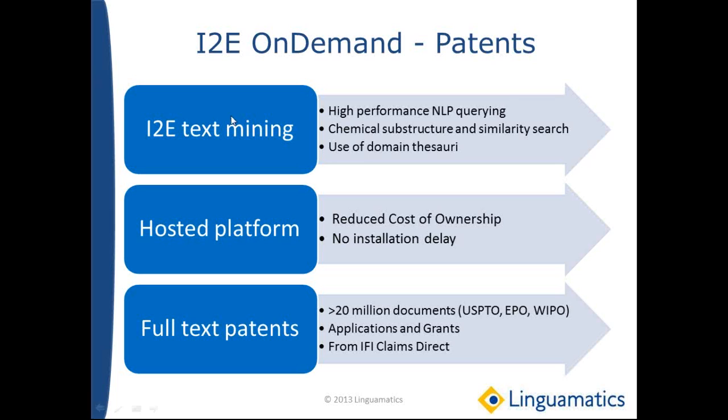And just a couple of words on the patent solution. The patent solution at the moment has over 20 million full-text documents from USPTO, EPO, and WIPO, so applications and grants, and that's from the IFI Claims Direct asset. So you can do interactive querying over that full set of 20 million documents.